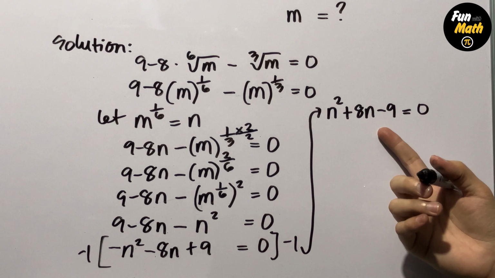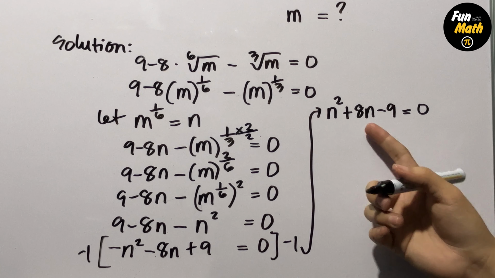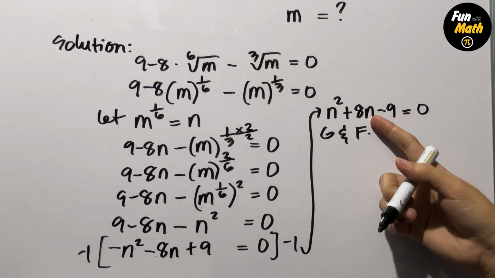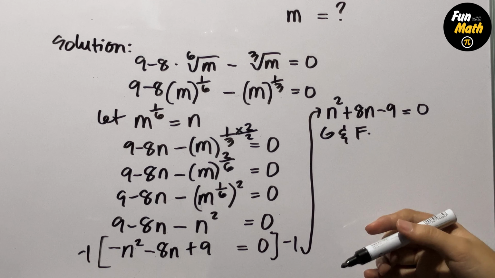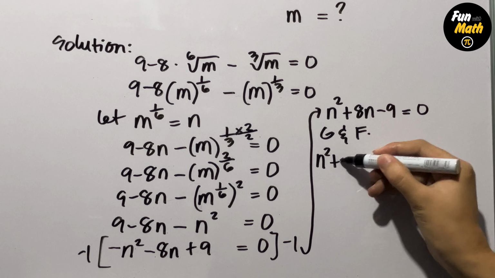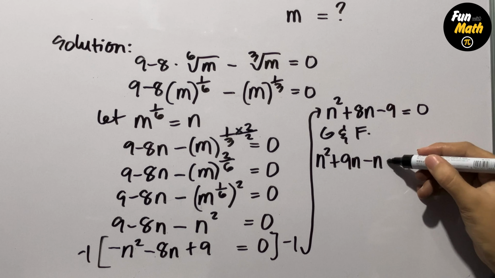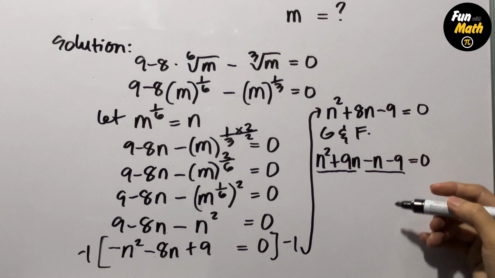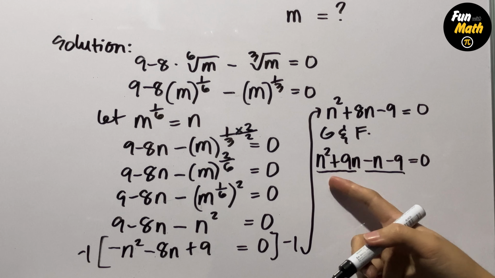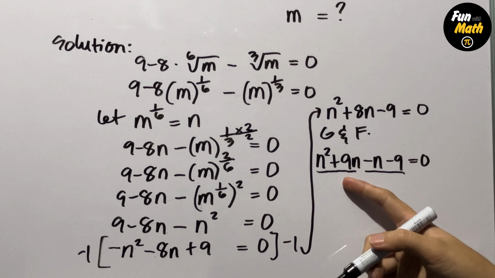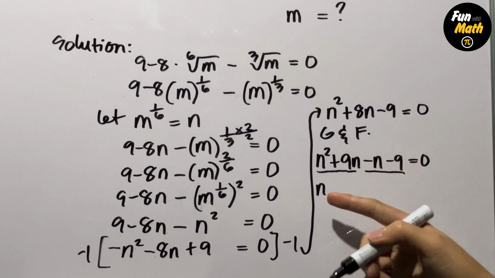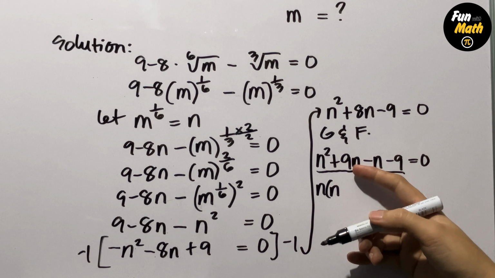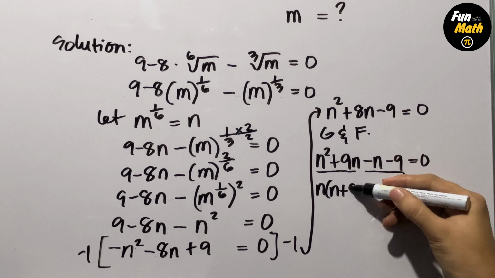For this, we can use grouping and factoring to get the values of n. So to group, for 8n, we need to split this into 9n minus n. So this is now n squared plus 9n minus n minus 9 equals 0. Now, this is the first group and this is the second group. Now, next is factoring. So for n squared plus 9n, what is the common? The common is n. So n times n squared divided by n, that is n. Positive 9n divided by n, that is plus 9.